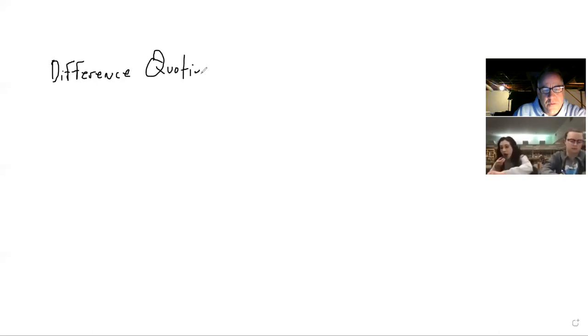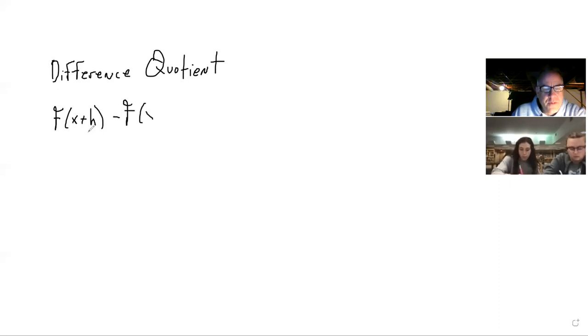So what we're going to look at today is something called the difference quotient. For a function y equals f of x, the difference quotient is f of x plus h minus f of x, all over h. So, highly original name. It's a difference in the numerator and you're dividing by h, hence quotient. You guys seen this before? I don't think so. Okay.